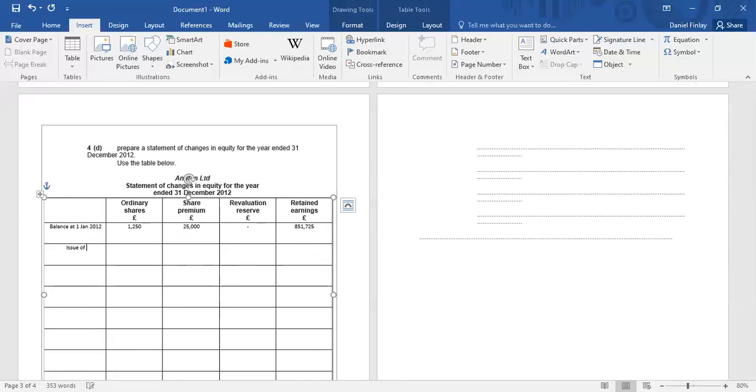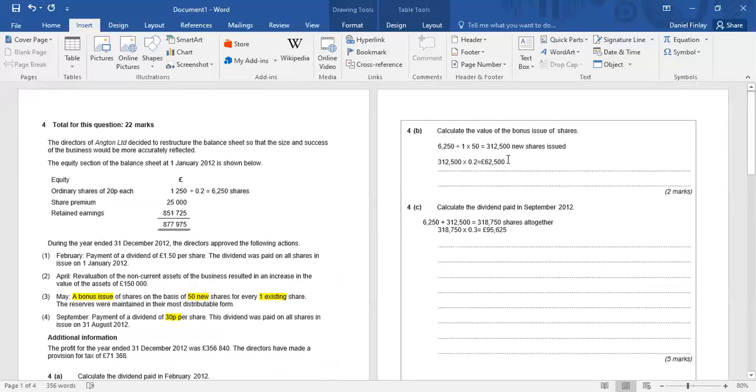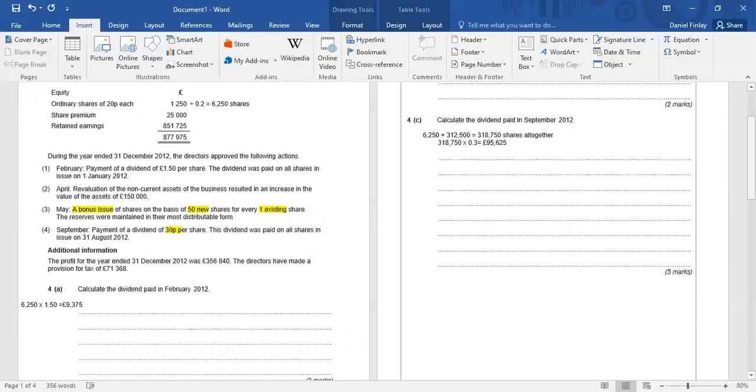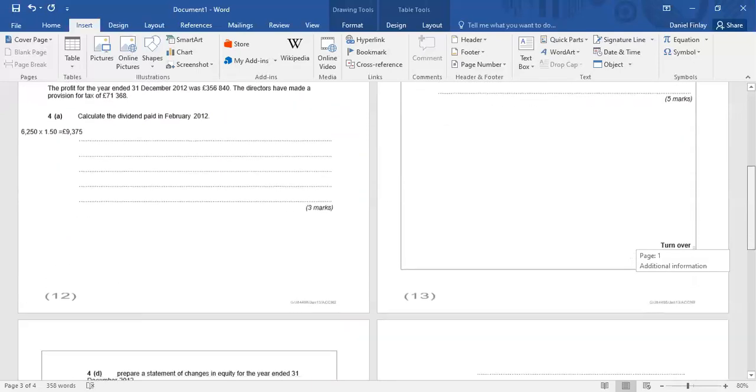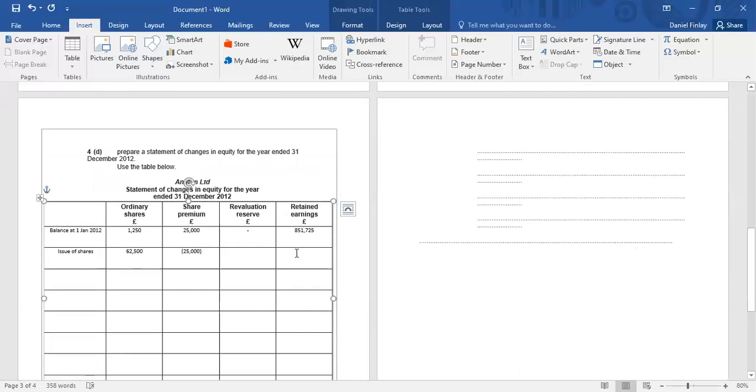So we have issue of shares. So that means our shares increased. Remember, if we look in part B, it increased by 62,500. So the ordinary shares goes up by 62,500. However, our equity shouldn't change, so we need to get rid of that. So what I'm going to do is take it away from the share premium. So I can take away 25,000, and then I don't want to have to dip into the retained earnings. So hopefully I'm going to be able to take some from the revaluation reserve. So I'll come back to this bit in a second.